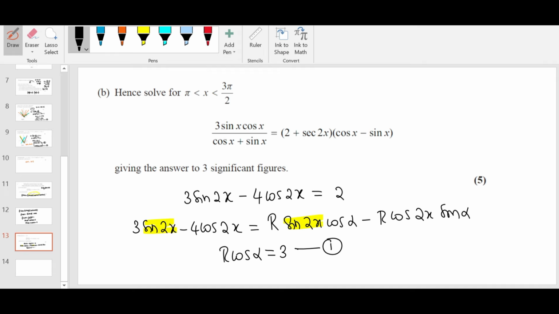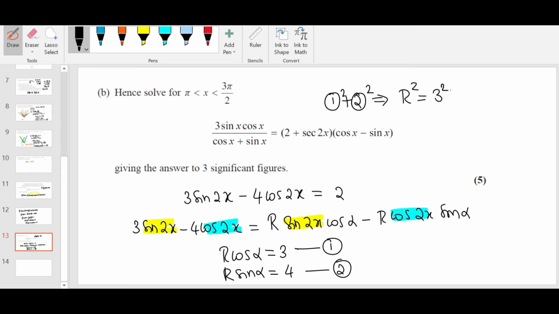Equation number 1. Compare the coefficient of cos 2x on both sides. You'll get r sin alpha is equal to 4. Equation number 2. When you square the equations and add them, 1 squared plus 2 squared, you can straight away write r squared is equal to 3 squared plus 4 squared, because you will get r squared cos squared plus r squared sin squared. Take r squared as a common factor. Cos squared plus sin squared is 1. You should have learned this method. So r is the square root of 9 plus 16, 25.